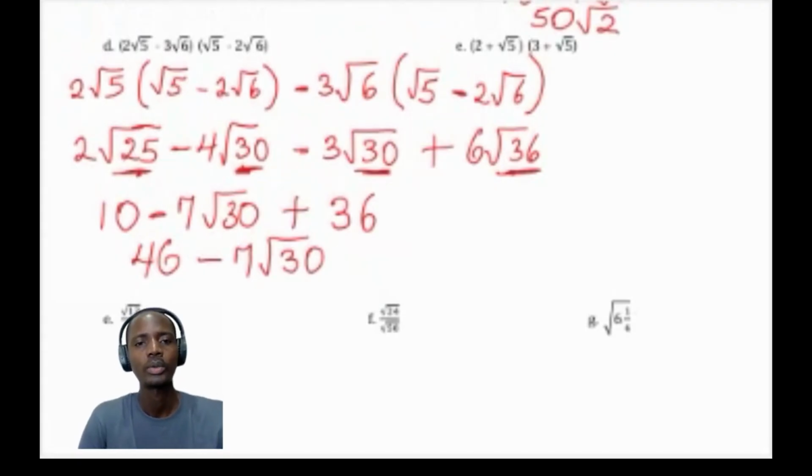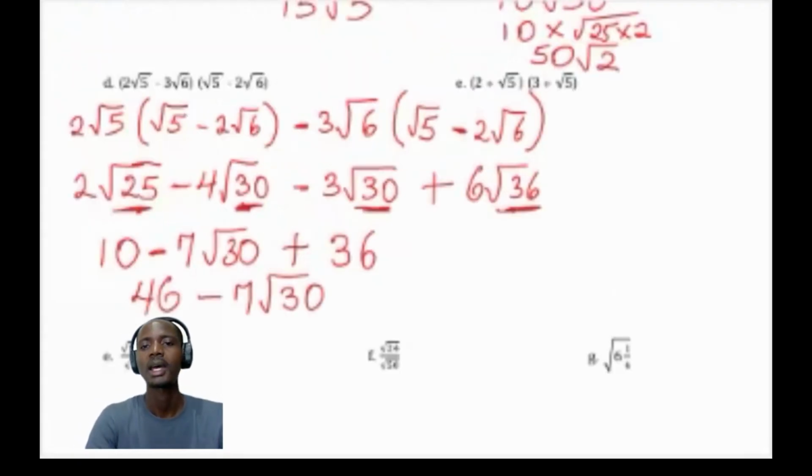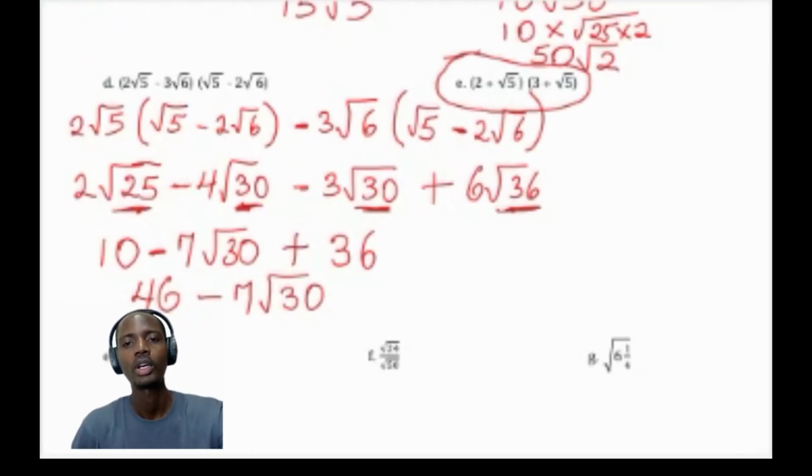All right, so with what we've done, I would like you to try work on the E. 2 plus root 5 multiplying 3 plus root 5. And let's see what you have.